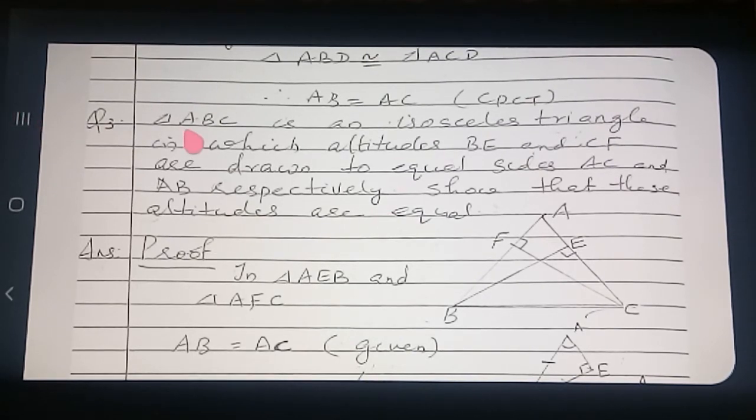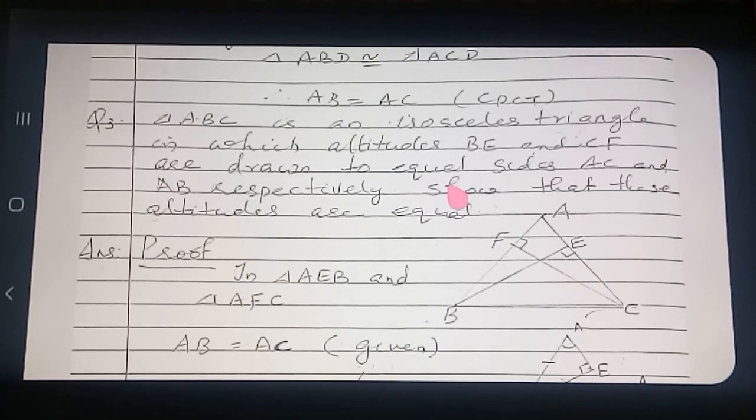Here, question, listen. Triangle ABC is what type of triangle? Isosceles triangle. Equal sides are already specified here. AC and AB are the equal sides. Which are the altitudes? BE and CF. BE is drawn to AC and CF is drawn to AB. Clear? So you take those two triangles.